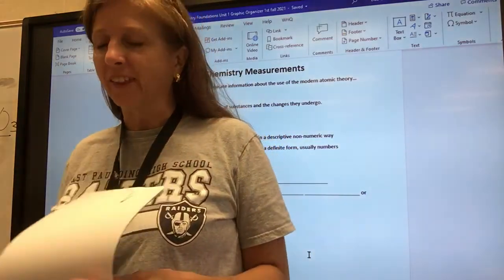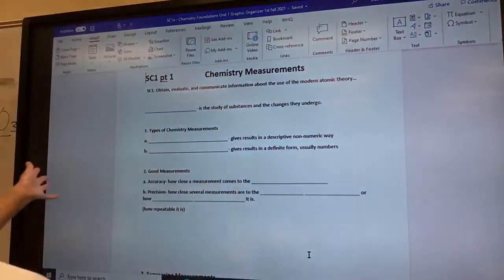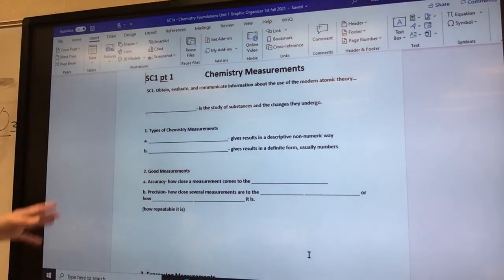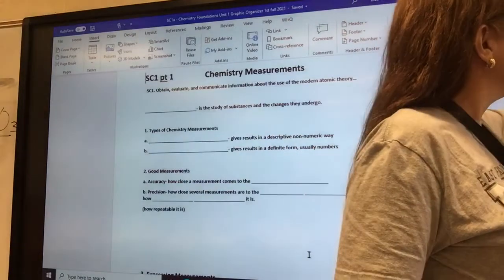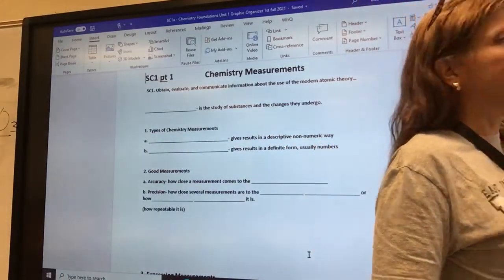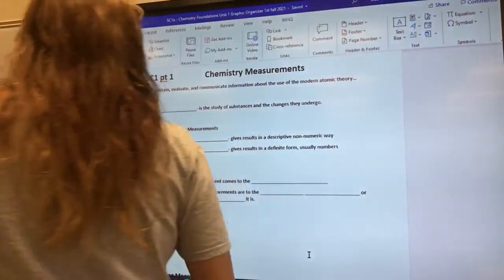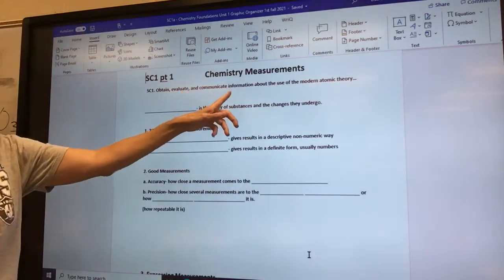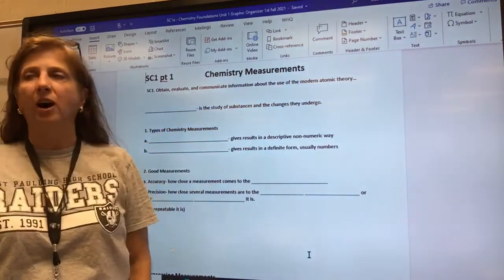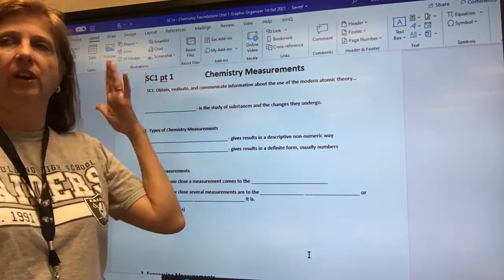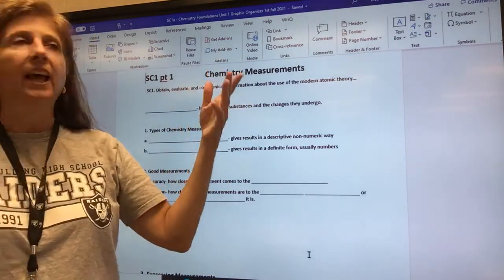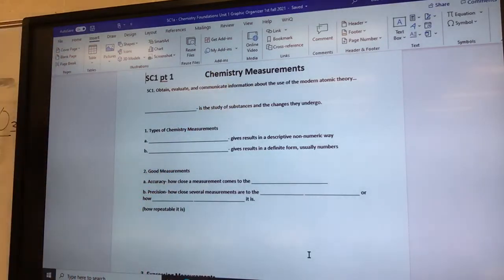I'm so nice. All right, so these are our notes that we're gonna be doing, and our standard that we're starting with is standard one, but really all we're doing is the very beginning of it. It says to obtain, evaluate, and communicate information about the use of modern atomic theory. So we have to learn how scientists communicate, and how they do that is through measurement.